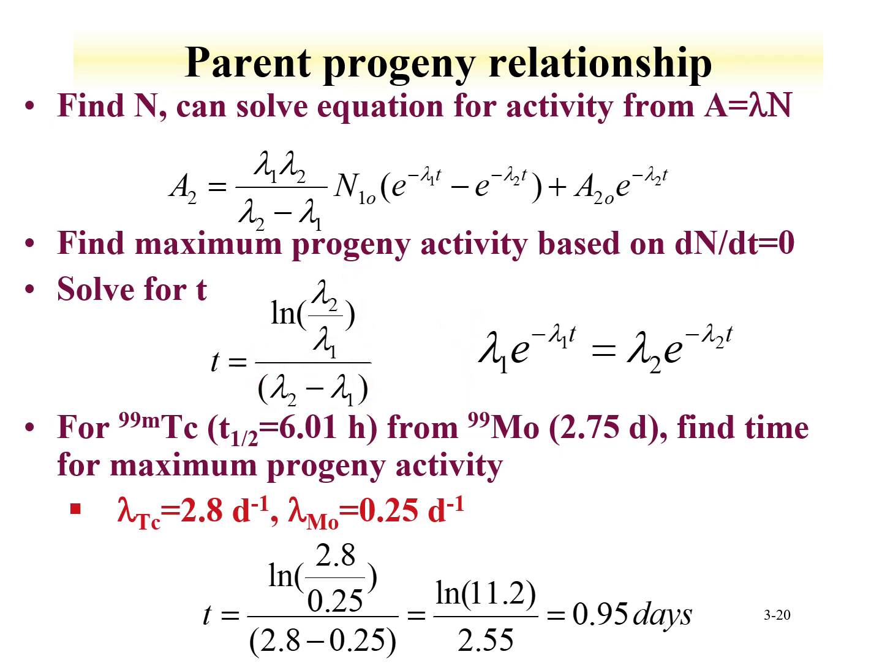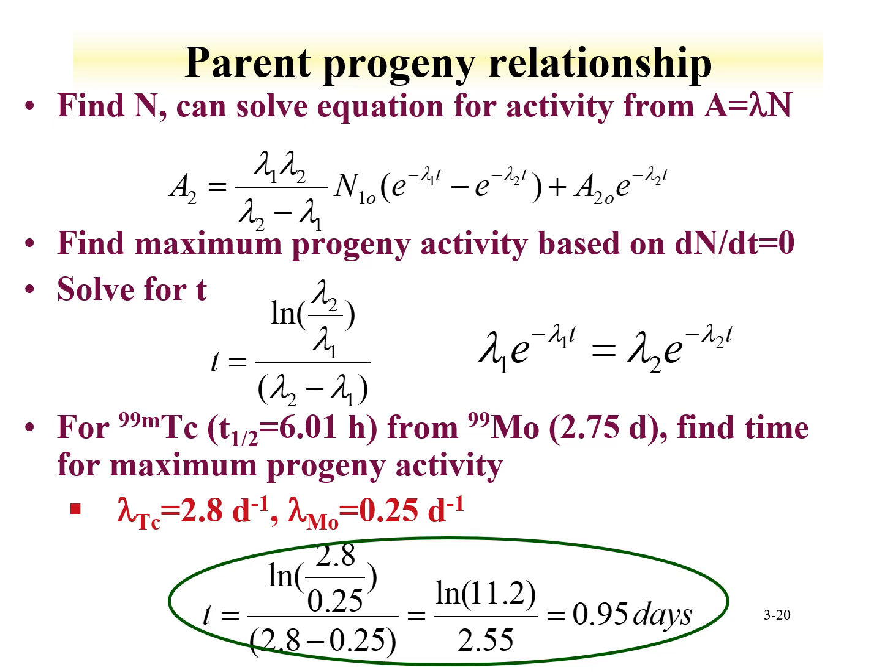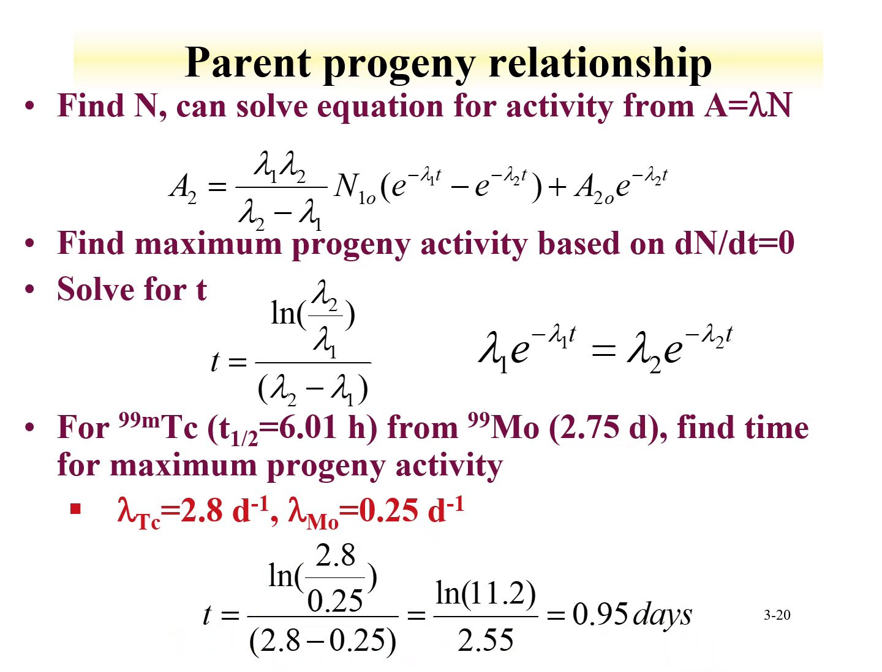We can use this equation, input data that says if I have a generator, for instance, I'm making technetium-99m, which has a 6-hour half-life, from the decay of molybdenum-99, so this is the parent, this is the progeny. Find the time for the maximum progeny activity. Well, we just plug in the lambda 2, which is the technetium. Lambda 1 is the molybdenum. We make sure the units are the same, days and hours, so make sure you convert the hours into days. And this basically says in about a day, this has reached a maximum.